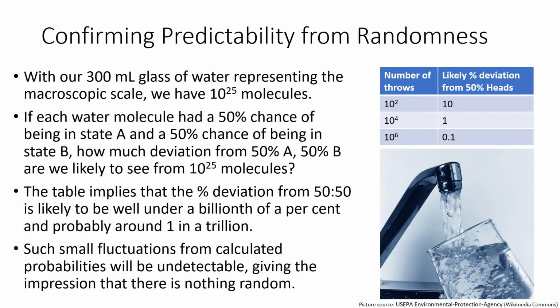I mean, a trillion is 10 to the power 12, isn't it? You wouldn't pick up a 1 in 10 to the power 12 difference if you only had 10 significant figures. So it just goes to show that actually no measuring device would be able to observe that deviation. So this is what I mean by predictability from randomness. Even though there's just a completely random chance whether an individual molecule is in state A or state B, that prediction of having 50-50 would be seemingly perfect as far as your measuring device is concerned.